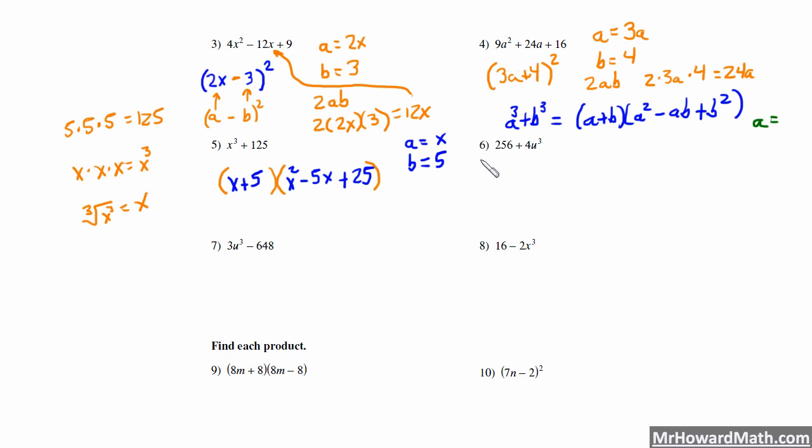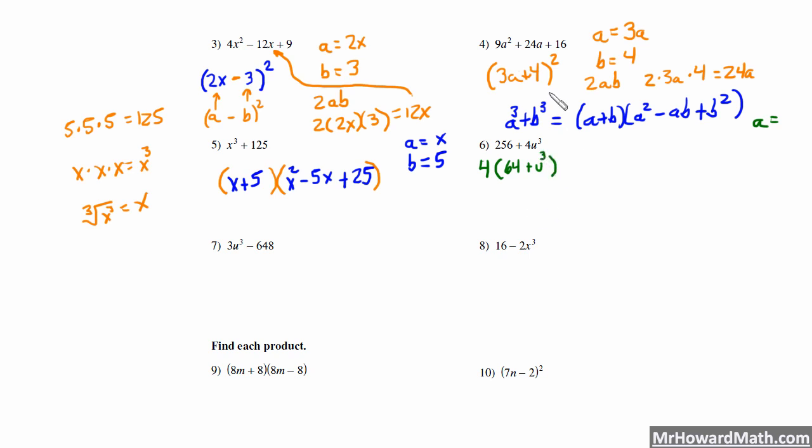So let's take out a 4. And then that'll make this a little bit easier to work with. So let's see, 256 divided by 4. What is that going to be? All right, 256 divided by 4 is 64. So we're going to rewrite this, factor out a 4, and that gives us 64 plus u cubed.